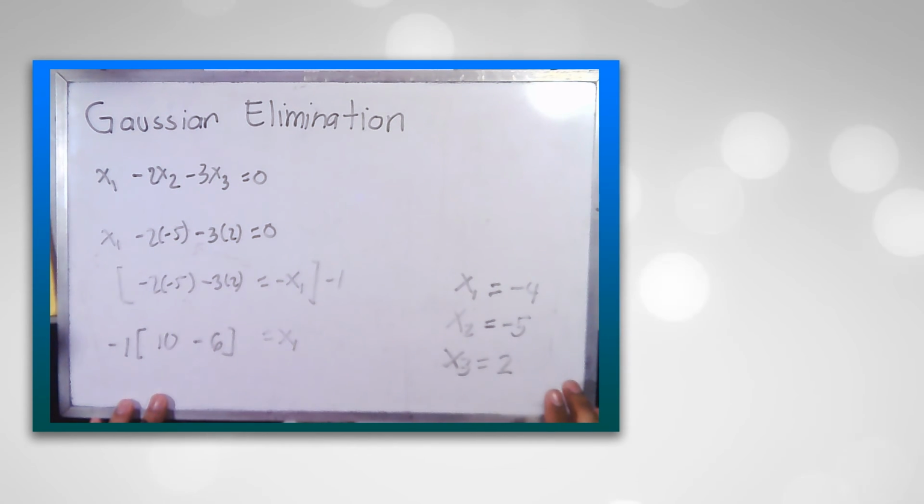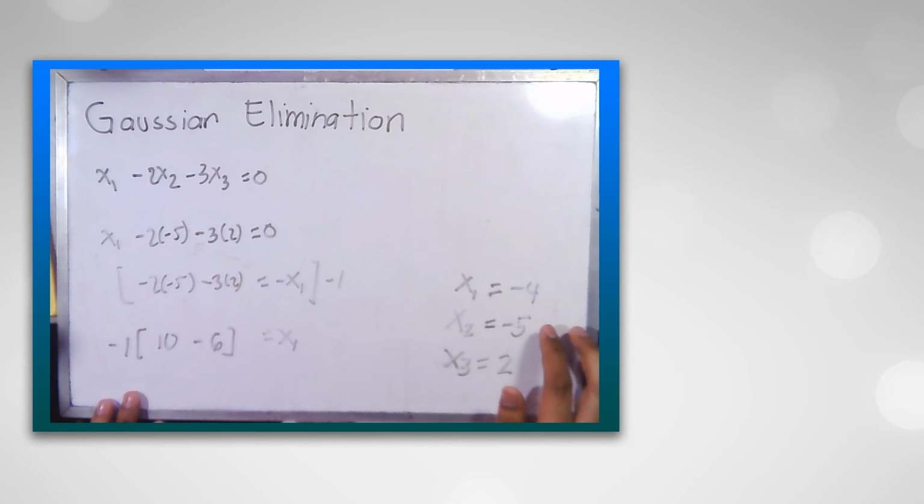So the solution for the set of equations is x sub 1 is equal to -4, x sub 2 is equal to -5, and x sub 3 is equal to 2. And at this point, I think we have just solved it.